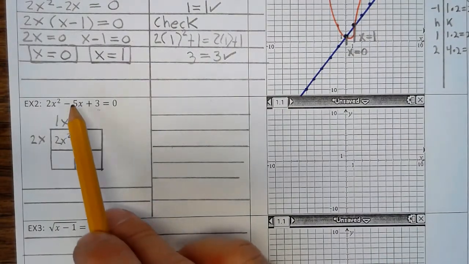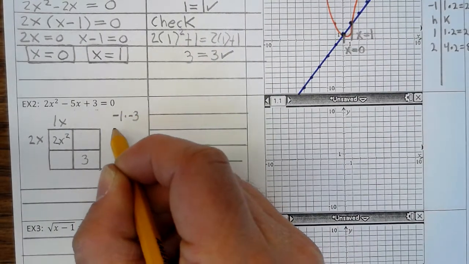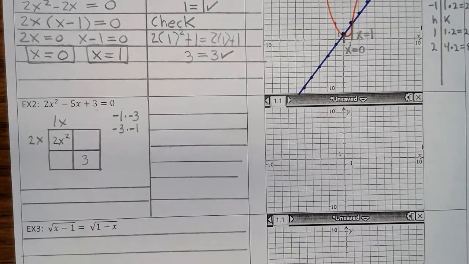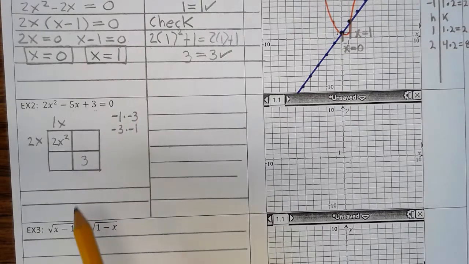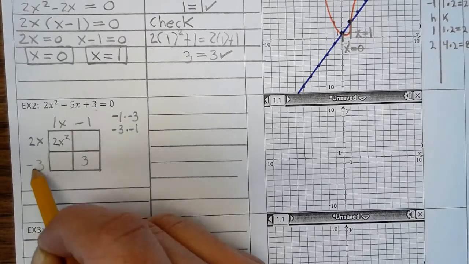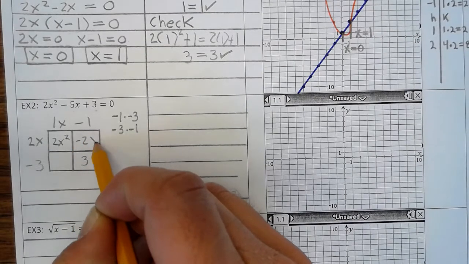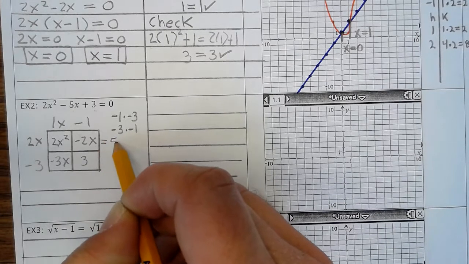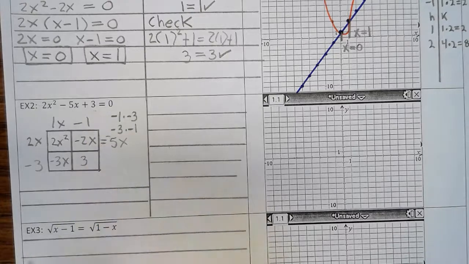Since the last number is positive and the middle number is negative, we have to multiply by negative numbers. So -1 times -3 and -3 times -1. Okay? So we just have to try each number to see if we can get it to work. So let's try -1, -3. So 2 times -1 is -2x. -3 times 1 is -3x. We want them to equal -5x, which they do, so this is factored.